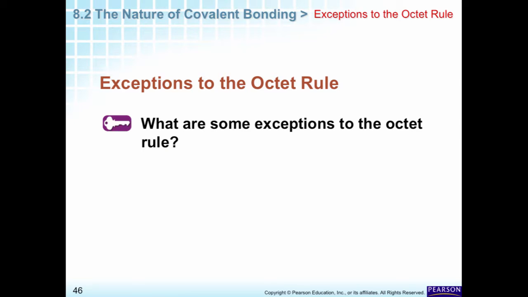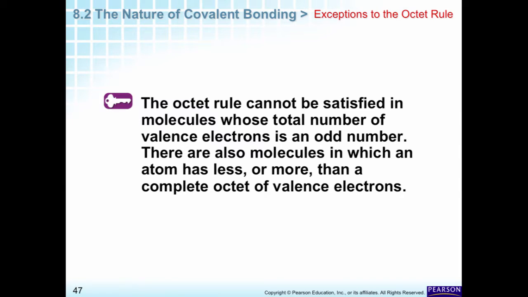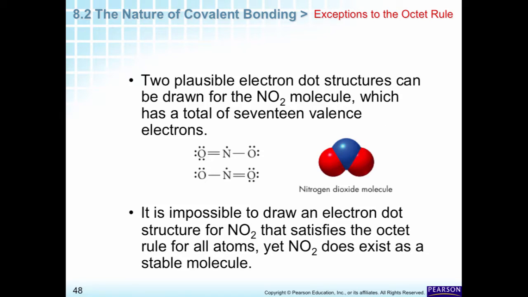Okay, what are some exceptions to the octet rule? The octet rule cannot be satisfied in molecules whose total number of valence electrons is an odd number. You have to have an even number. There are also molecules in which an atom has less or more than a complete octet of valence electrons.